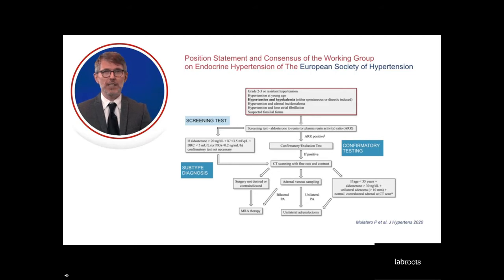We can see the population of hypertensive patients that are suggested to be screened by the consensus of the European Society of Hypertension. In particular, patients with hypertension grade 2, 3, or resistant; patients with an incidentaloma; patients with spontaneous or diuretic-induced hypokalemia; patients with a suspected familial form; and patients with atrial fibrillation not explained by a heart disease such as, for example, a valvular dysfunction.